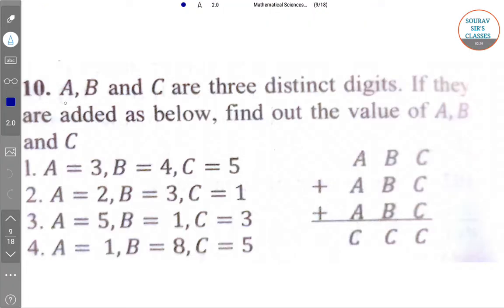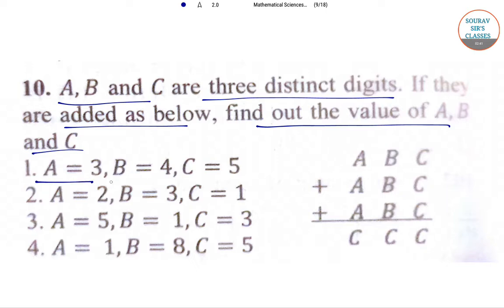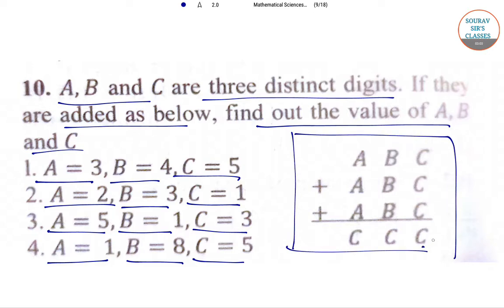The next question is, A, B and C are three distinct digits. If they are added as below, find out the value of A, B and C. Option 1, A is equal to 3, B is equal to 4, C is equal to 5. Option 2, A is equal to 2, B is equal to 3, C is equal to 1. Option 3, A equals 5, B equal to 1, C is equal to 3. And option 4, A is equal to 1, B is equal to 8 and C is equal to 5. Now we need to refer to the addition over here.